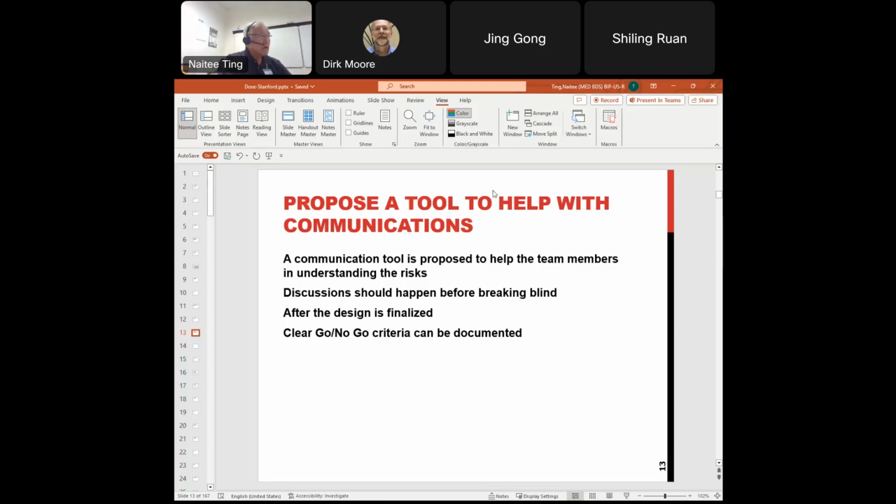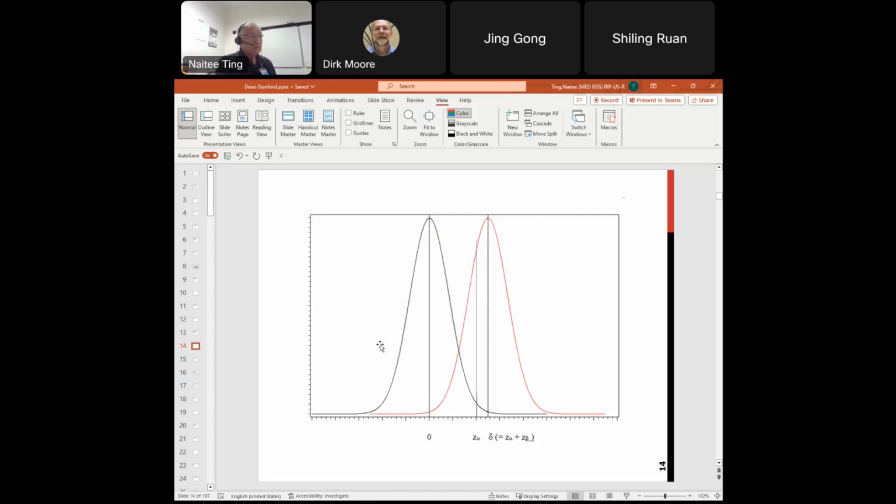All right. So I prepared the next communication tool, and the timing of discussion is before breaking blind, after the design is finalized, and we had to come up with a clear go/no-go criteria. So here's what we did. This is my placebo distribution. This is null. This is the alternative distribution. So I have the null hypothesis and the alternative hypothesis, where the difference between placebo and test drug is delta.